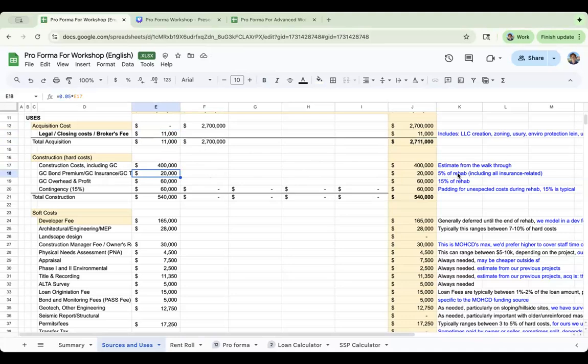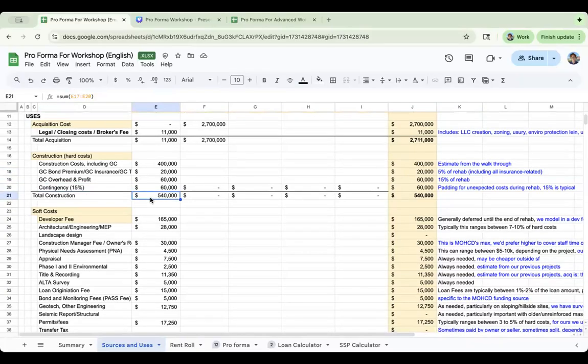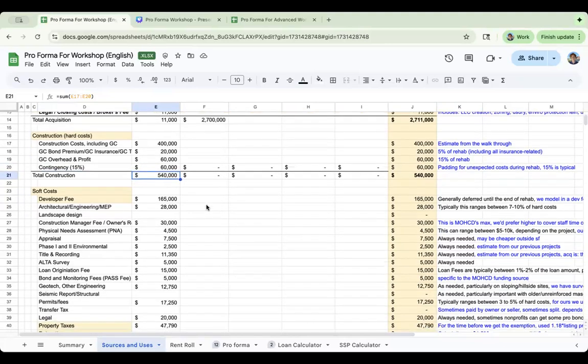If you look at this spreadsheet, because you're actually trying to work on this on your own, you'll see that there are notes in this column that are really helpful. It explains, okay, this one is based on 5% of the rehab. The GC overhead and profit is based on 15% of the rehab. And then this is something you'll see a lot, the contingency. This is just an additional 15% that we're padding in there in case things are more expensive than we expect. So altogether, our hard cost, I just made this up, is 450K or 540K.